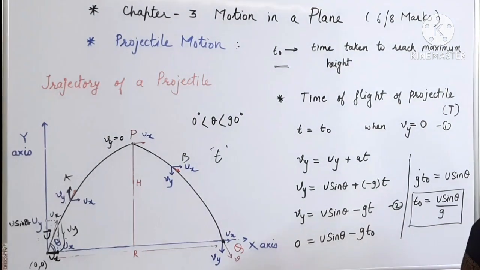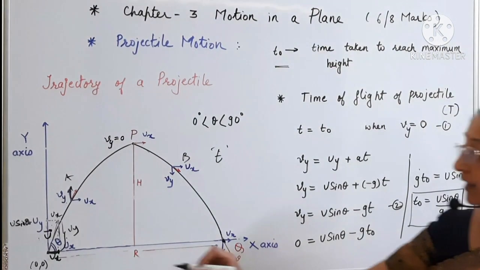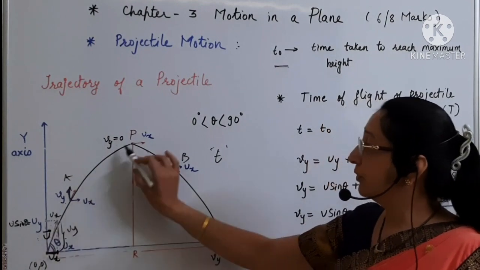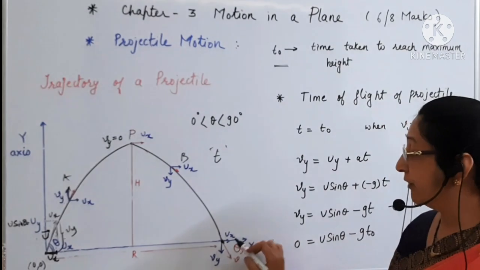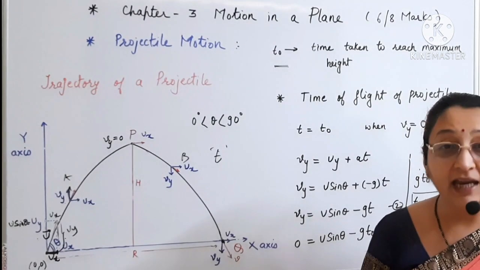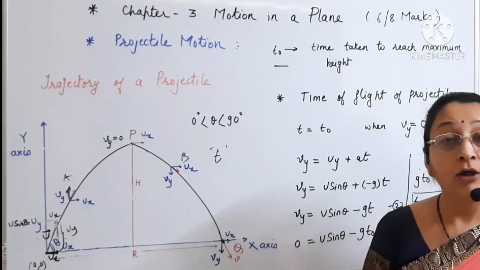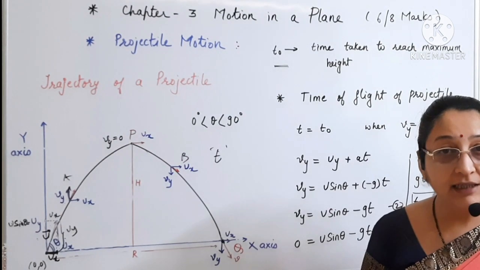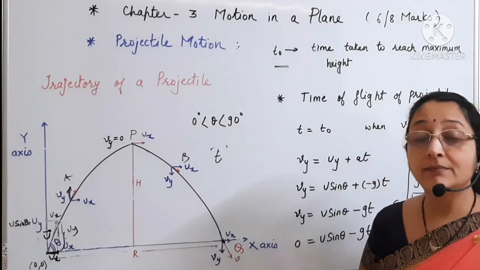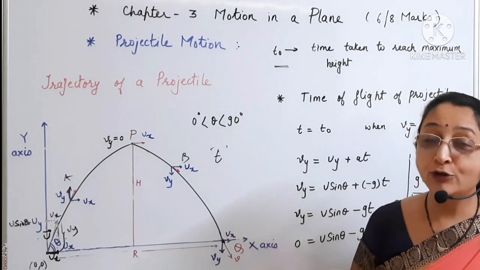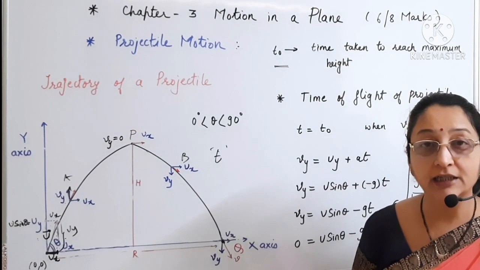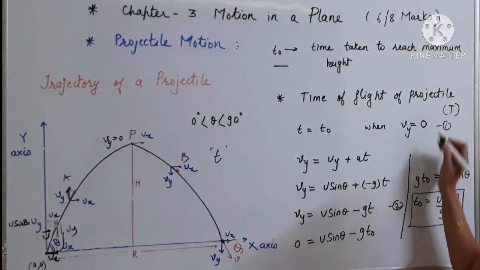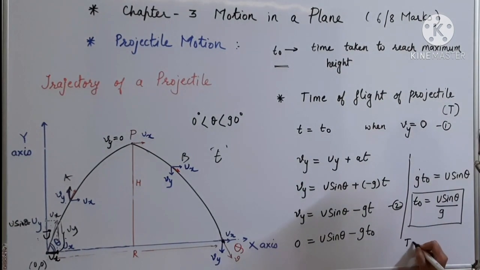But this is not the time of flight. Time of flight means it is moving from the lowest point to the highest point, and again it is moving to the lowest point. तो फ्लाय किती वेळ करतोय तो प्रोजेक्टाईल, तो एअरमध्ये किती वेळ आहे, that is the time of flight. That is the time taken by the projectile to cover the entire trajectory. Hence the time of flight T is equal to twice T0.